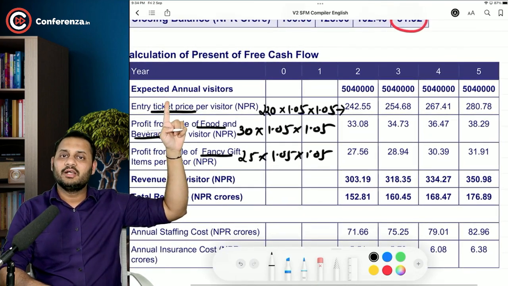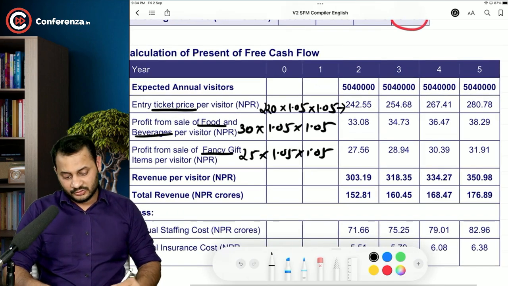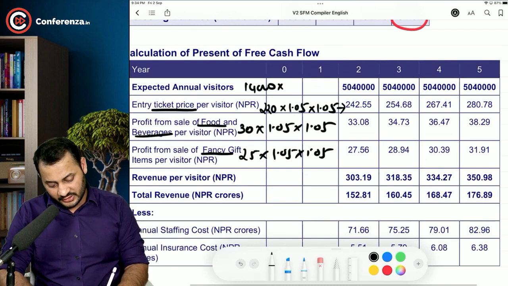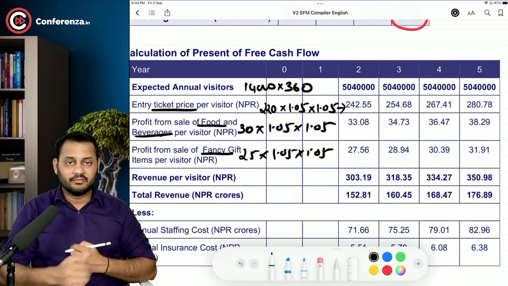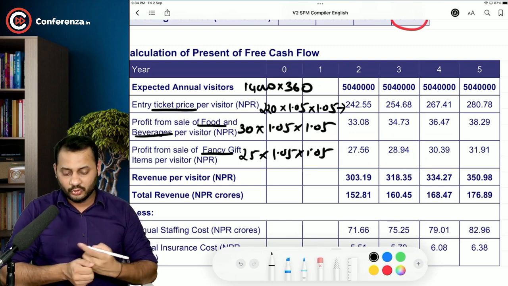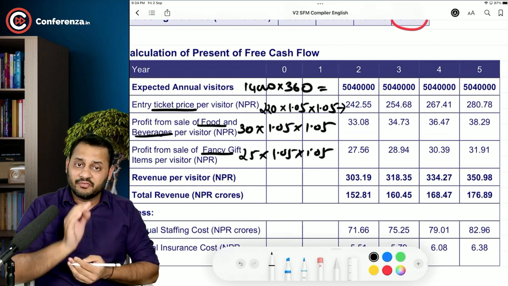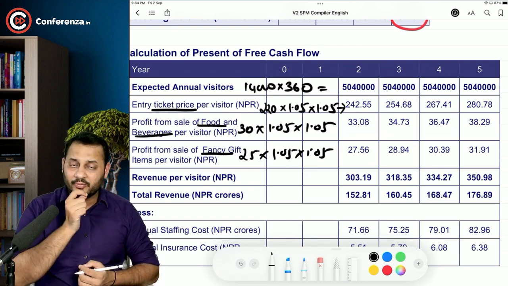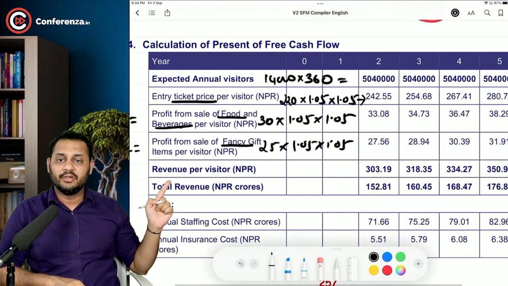How do you calculate the annual visitors? Daily visitors is 14,000, sir. So 14,000 times 360 days, this amusement park will be open. So total visitors in the entire year is 50,40,000, and from everyone we are collecting 303.19 rupees.